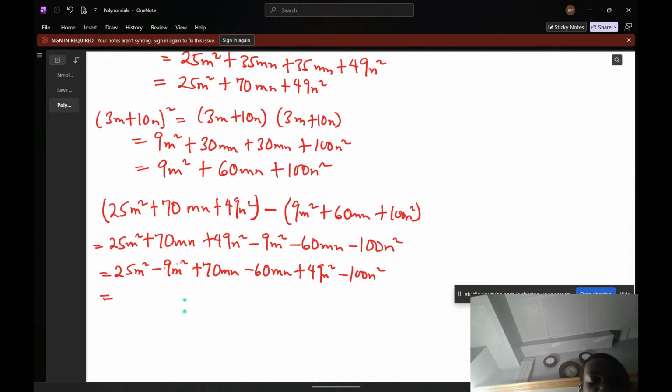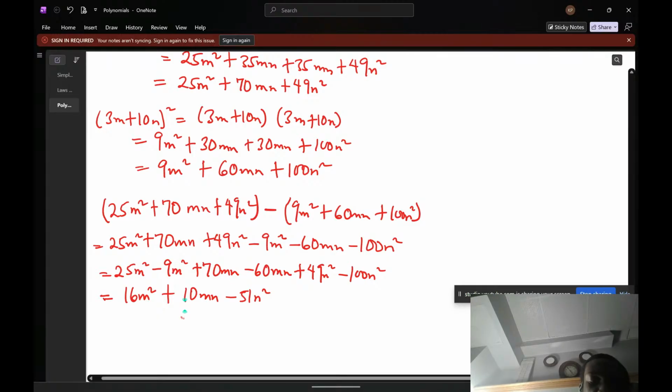So 25 minus 9 is 16. So that's 16m squared plus, 70 minus 60, so that's 10mn. Then 49n squared minus 100n squared will give us minus 51n squared. Okay, so this is the final answer.